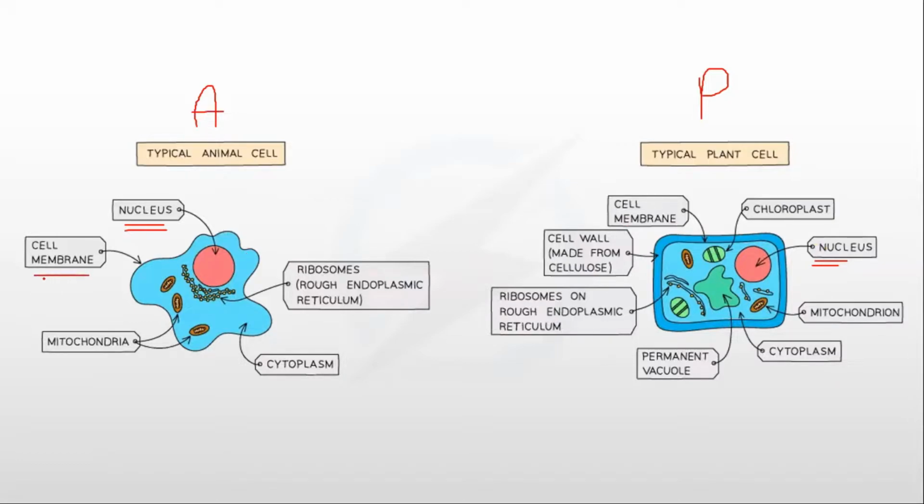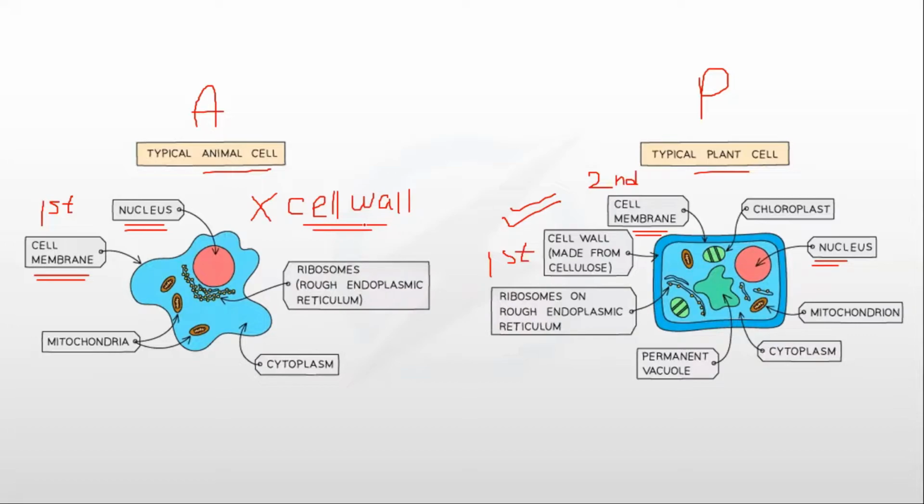Both of them also have a cell membrane, which is the thin layer. The only difference between the cell membrane of the animal cell and a plant cell is that the cell membrane is the outermost layer, the first in line, in the animal cell, and it's the second most outermost layer in the plant cell. क्योंकि first most outermost layer आपके पास जो होती है वो cell wall है in plant cells. Second innermost layer जो है वो cell membrane है. So another thing, cell wall is present in a plant cell, but there is no cell wall present in animal cell.